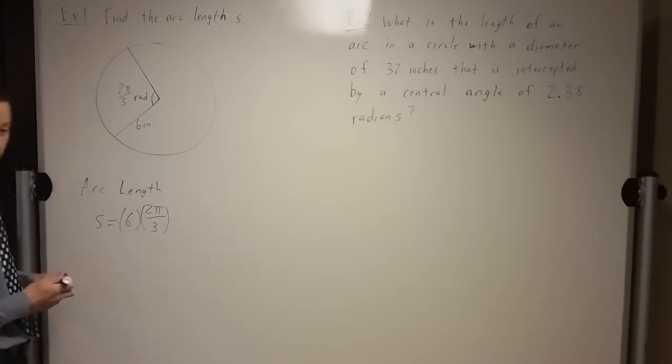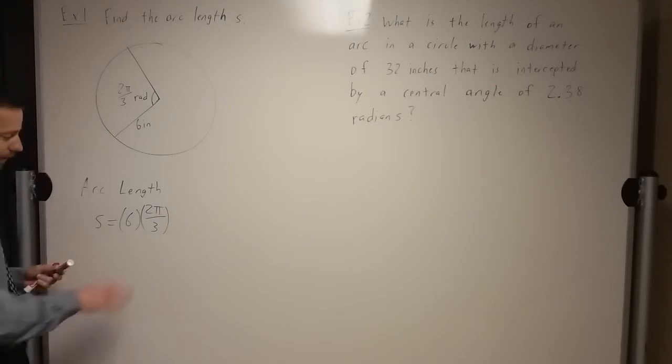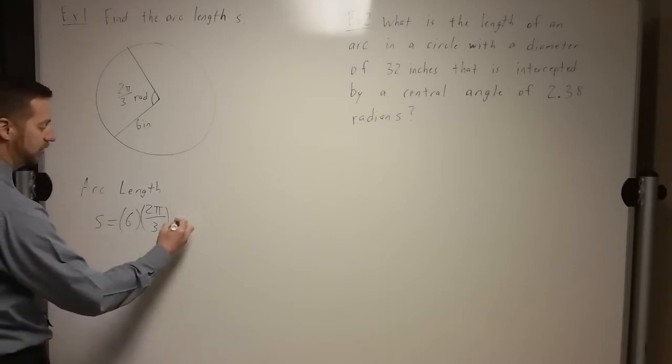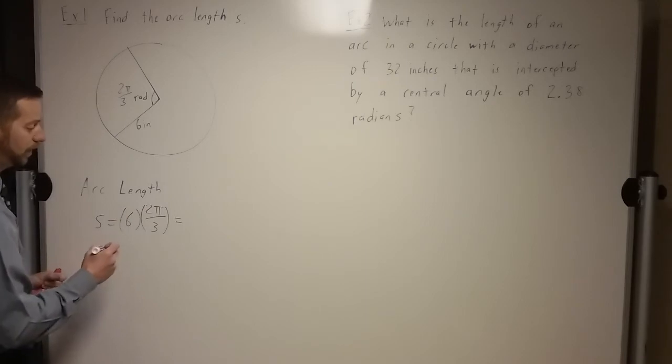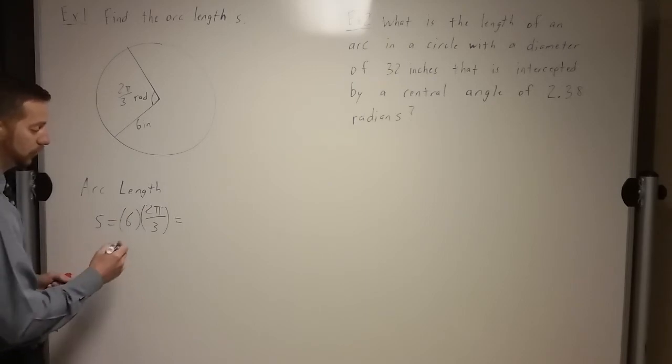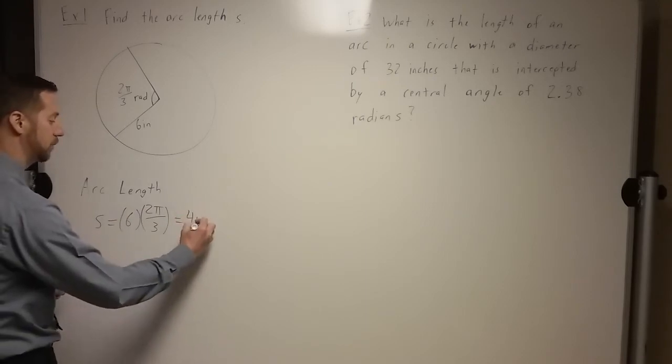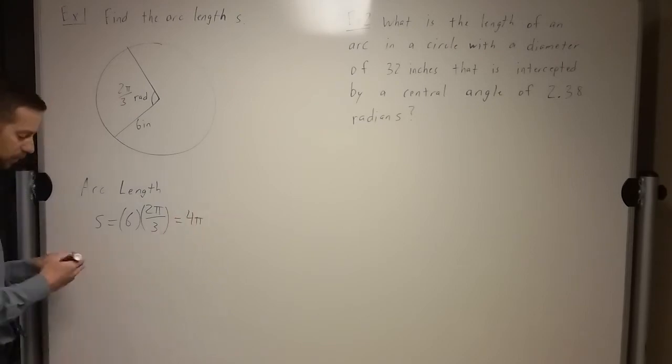And so there's a couple ways you could go from here. You could leave everything in terms of pi and just try to do it like that. So 6 times 2 is 12. 12 pi over 3. 12 over 3 is 4. And so this is going to be 4 pi if we put it like that.